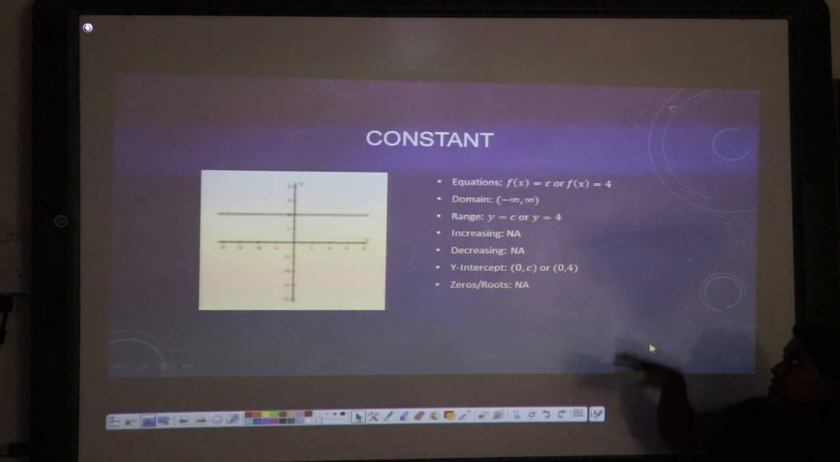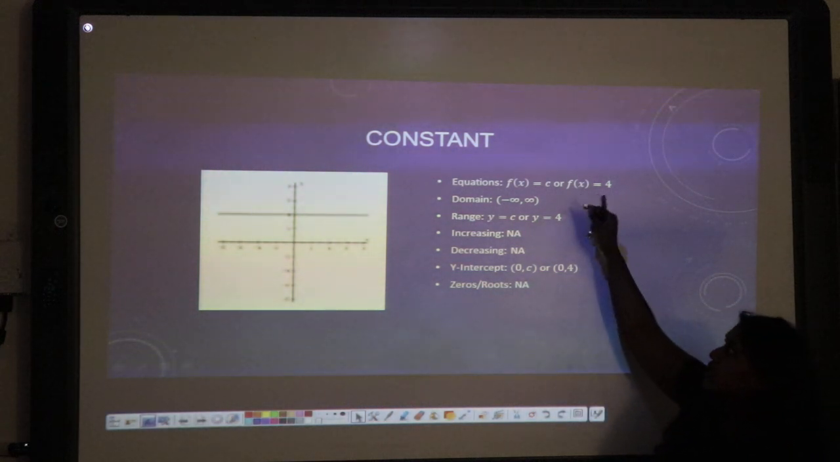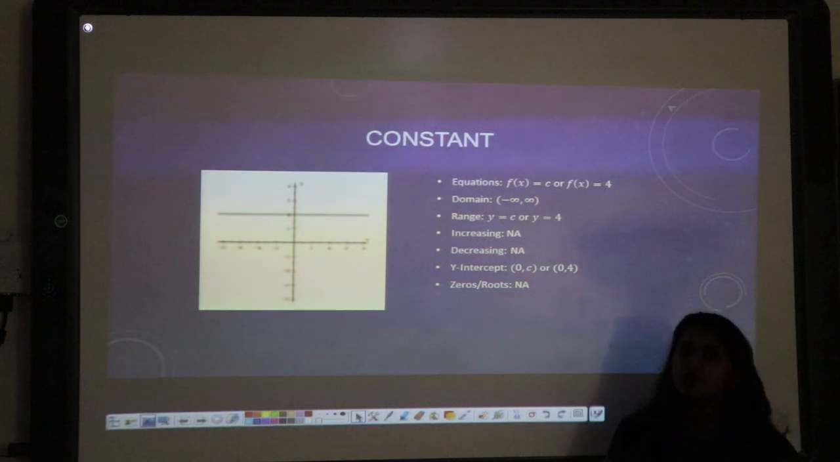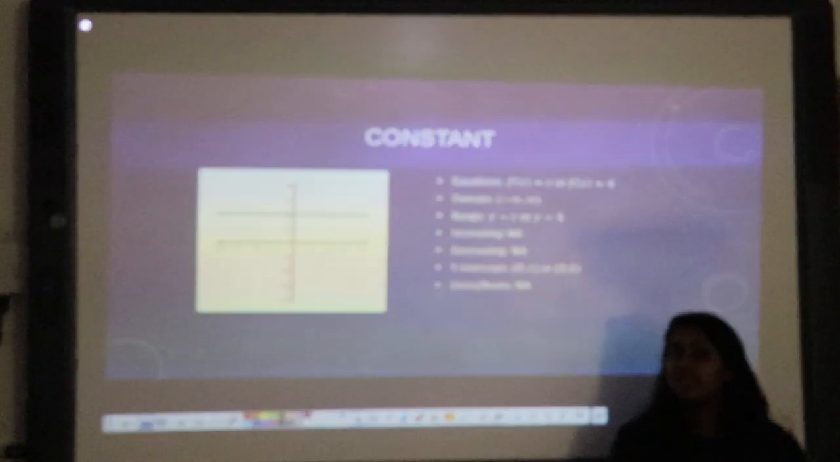So my constants, this is the information you were trying to fill out. Of course, it's a YouTube video, so pause and fill out this information. So we've got our equations: domain, range, increasing, decreasing, y intercepts, zeros, and roots. If you're struggling with these parts of parent functions, please come see me.